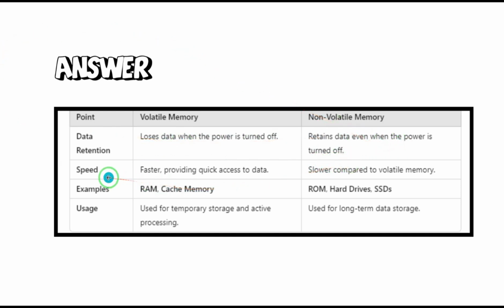Speed: faster, providing quick access to data; slower compared to the volatile memory. Examples: RAM, cache memory; non-volatile memory, ROM, hard drives, and SSDs. Usage: used for temporary storage and active processing; used for long-term data storage.